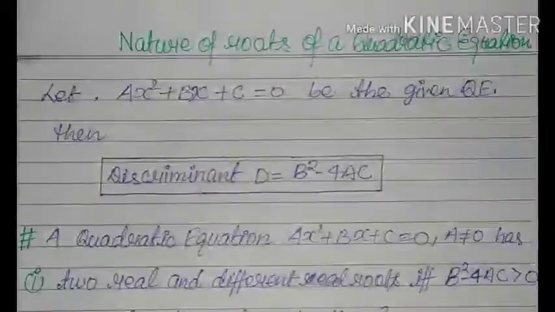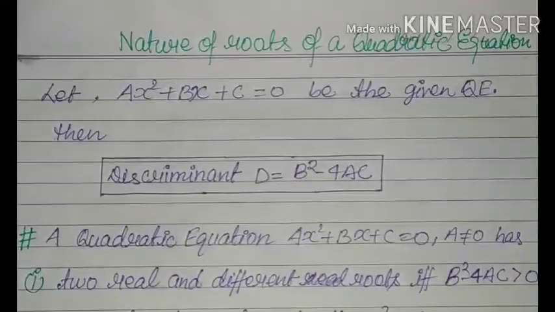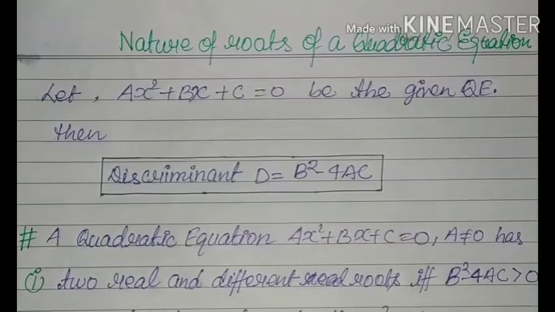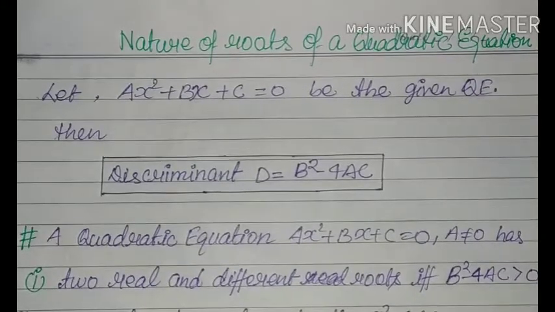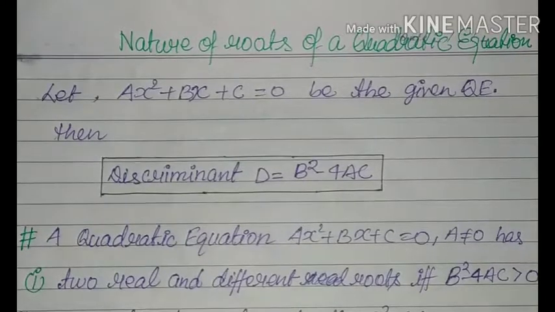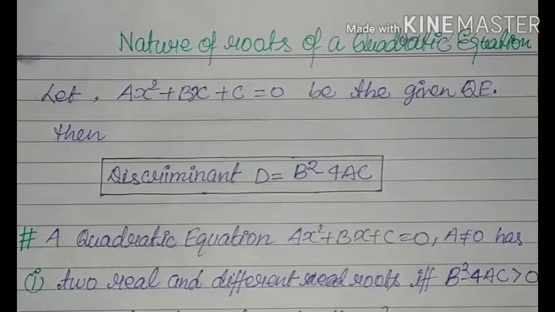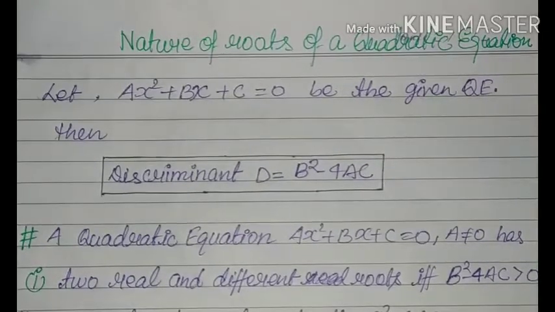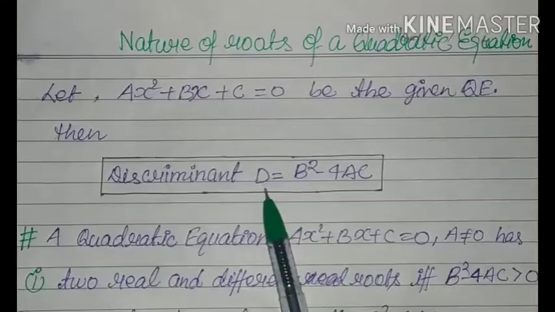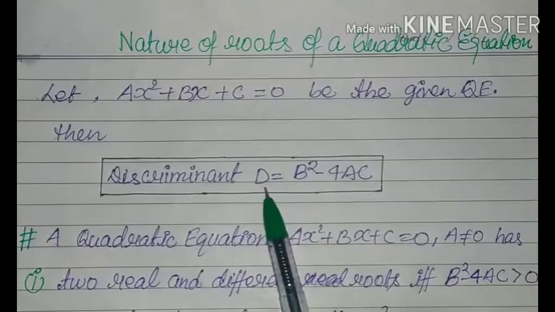Our topic is nature of roots of a quadratic equation. It means we are going to discuss the nature of roots of quadratic equations. Suppose ax square plus bx plus c equals 0 is the given quadratic equation. Then discriminant D equals b square minus 4ac. The value of b square minus 4ac is called the discriminant, and it is denoted by capital D in short form.